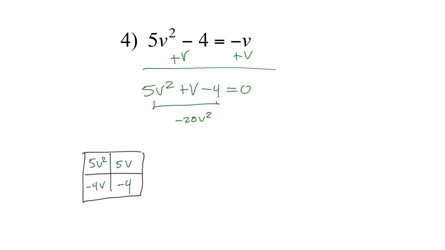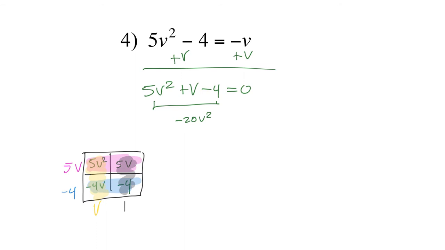So my common factor on the first one, my common factor up here is 5v. Then my common factor in here is going to be negative 4. My common factor right here is going to be negative v. And then last, my common factor right here is going to be 1.